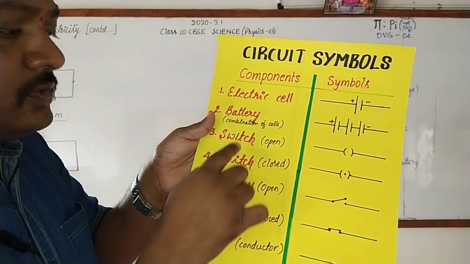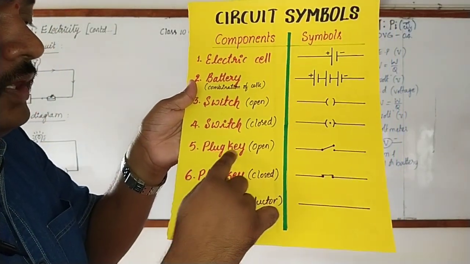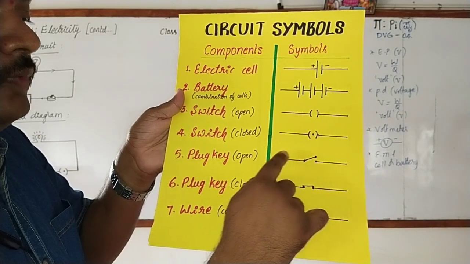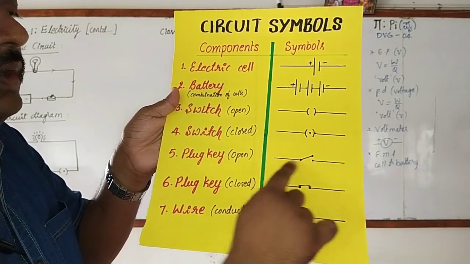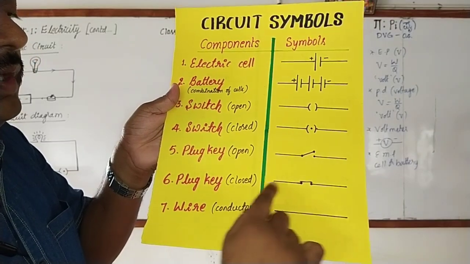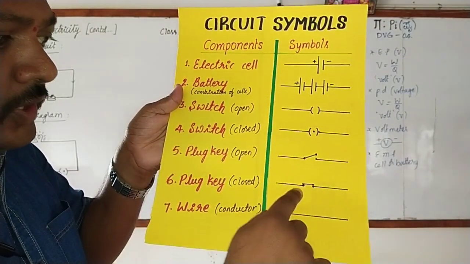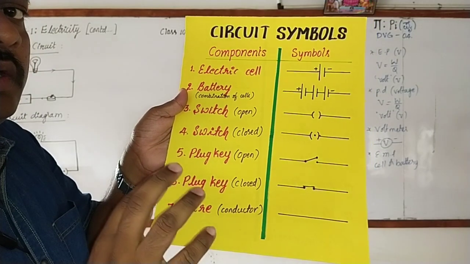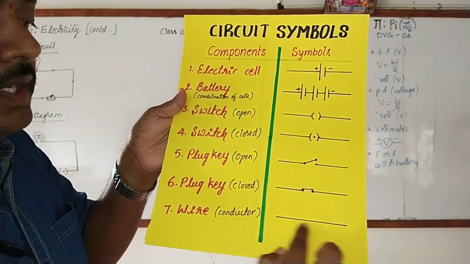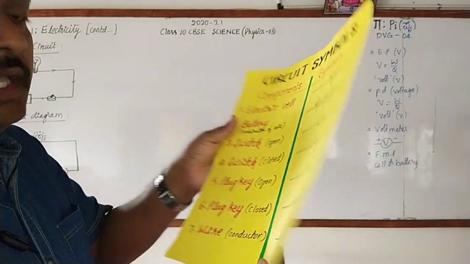In place of these switches, we can even use plug keys as well. To say that the circuit is open, we can use this symbol. And the second one, plug key, it is closed. That means current is flowing. This is the symbol. To represent the conductor, we use a symbol like this. Just draw a line.